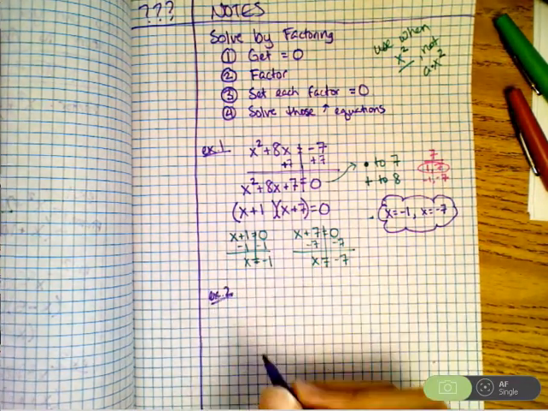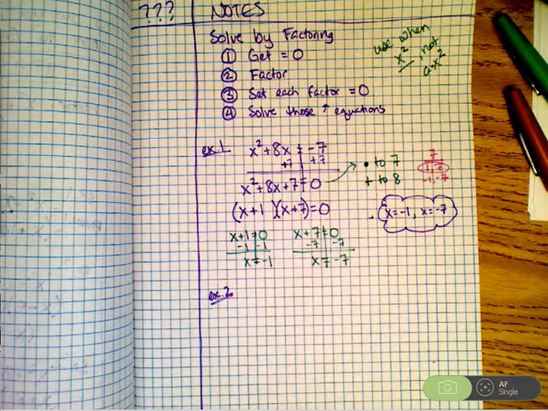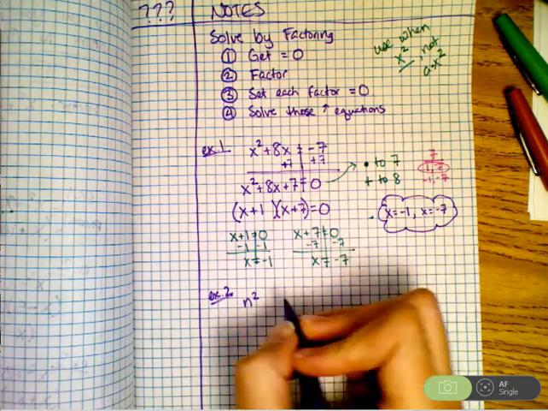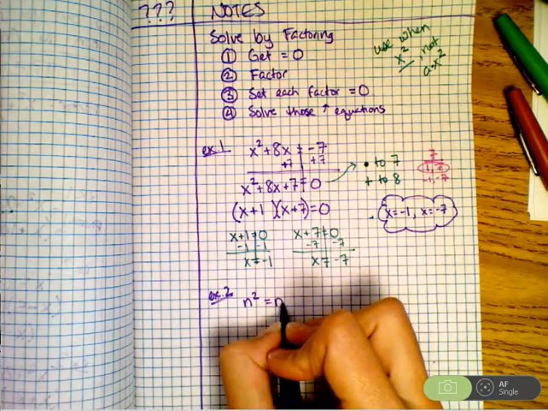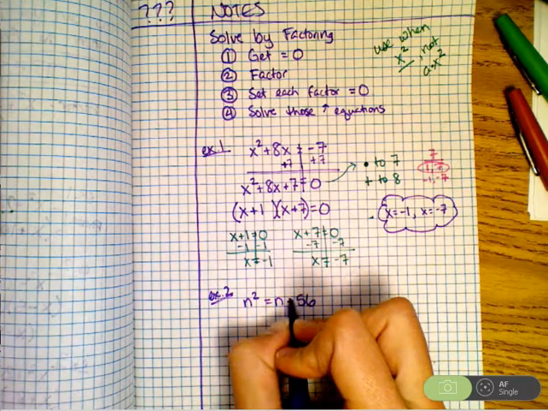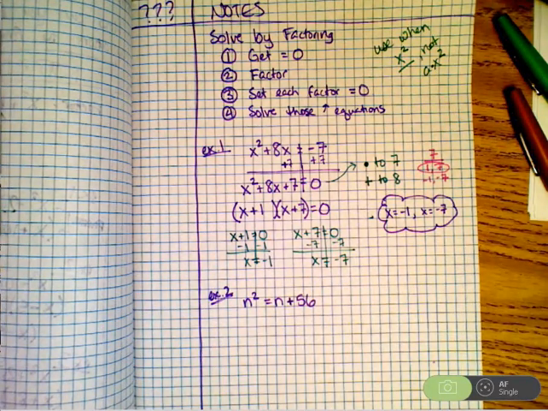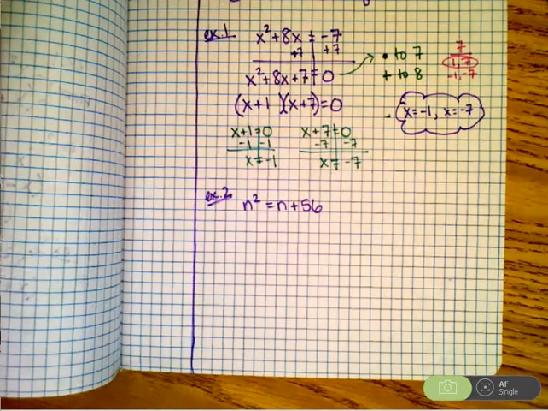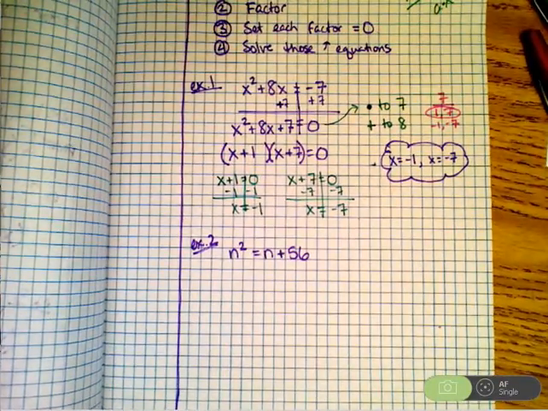Example 2. I think I might do 3 examples of this. Let's do this one: n squared equals n plus 56. So the fact that it's an n doesn't change anything. I think you probably remember that, but sometimes it throws people for a loop at first. So the n doesn't change anything.